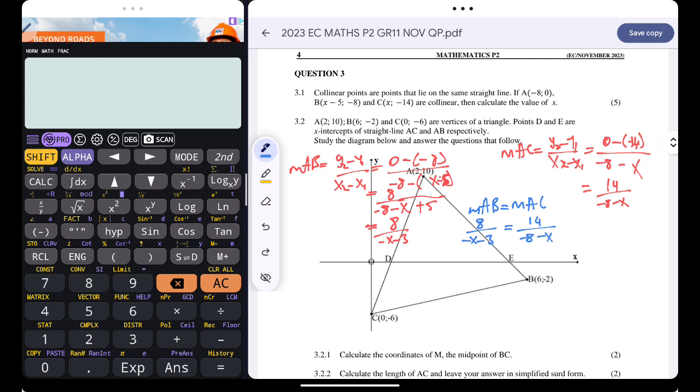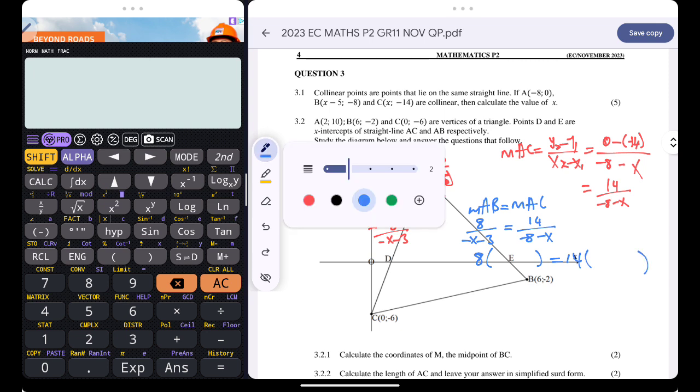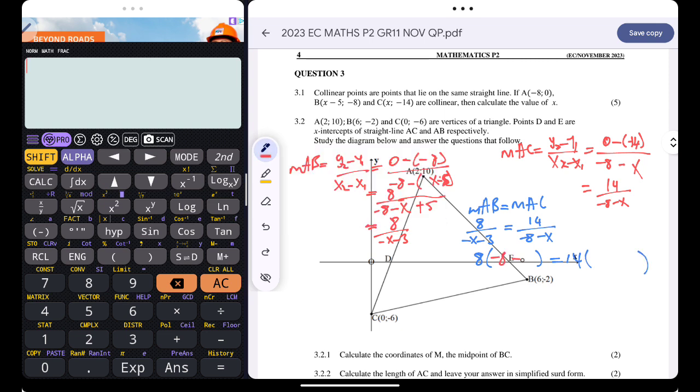All I need to do is to cross multiply, right? I'll have 8 and then I'll have 14 on the other side. I'll have negative 8 minus x on this side and negative x minus 3 on the other side. So this will give me a negative 64 and a negative 8, which is equal to a negative 14x and a negative 42. Negative 42, right? So now I need to solve for x.